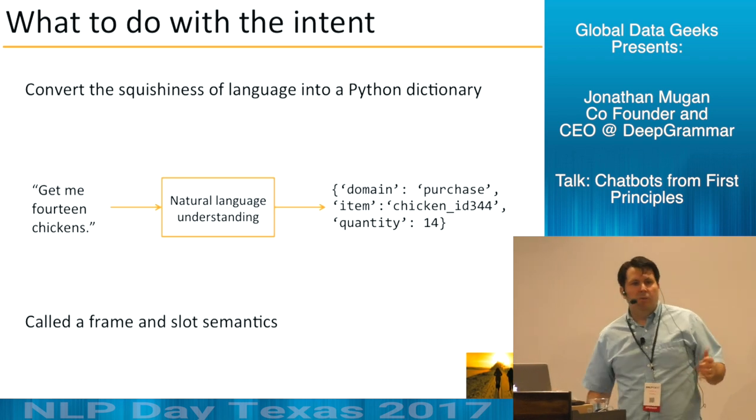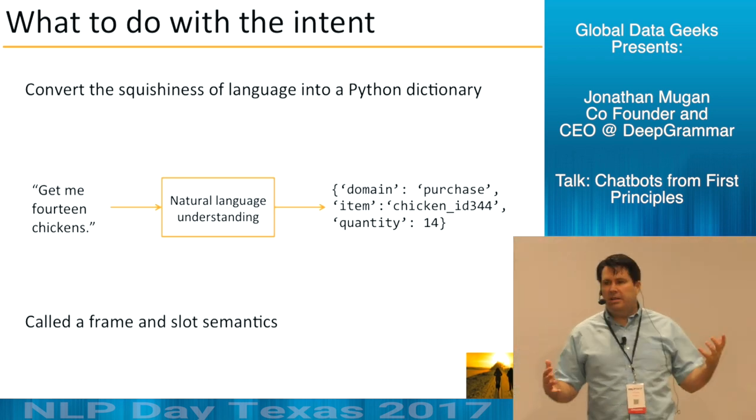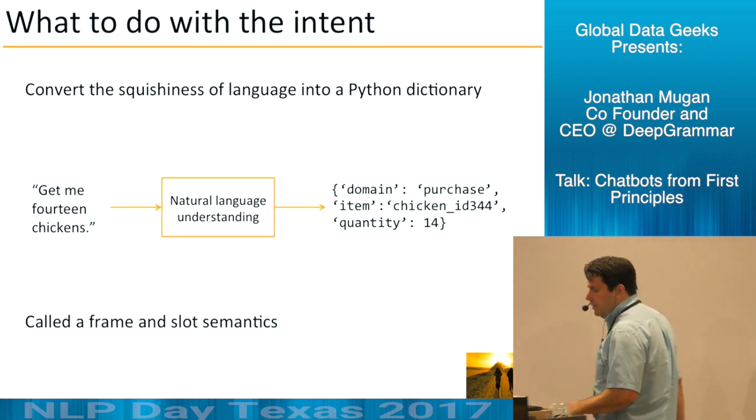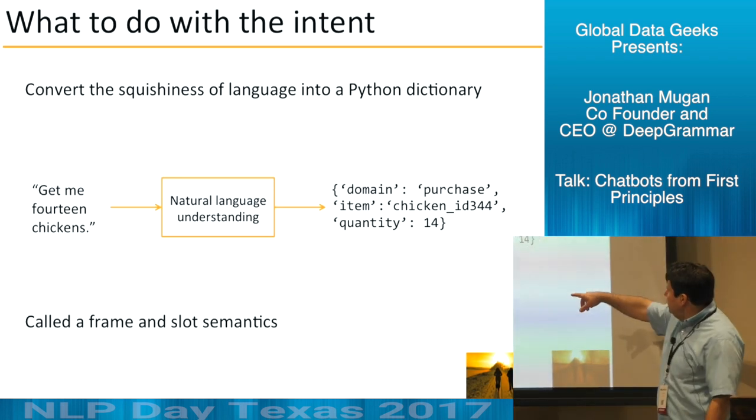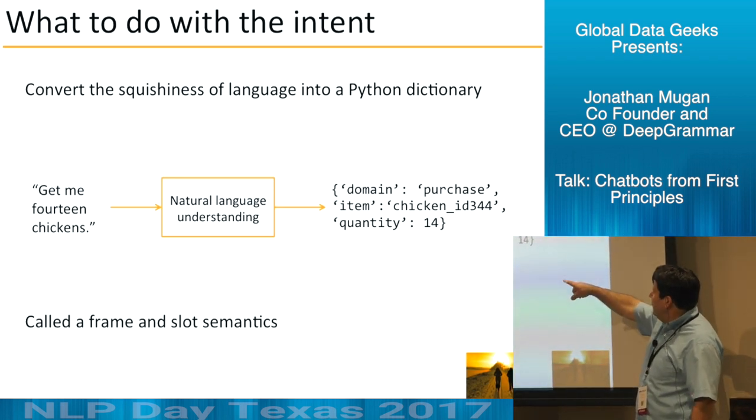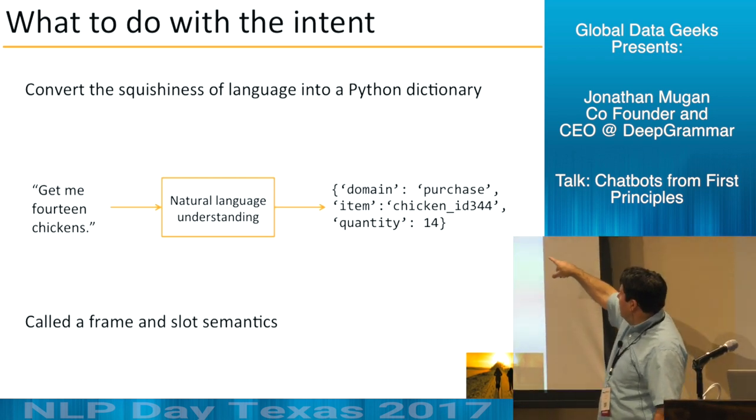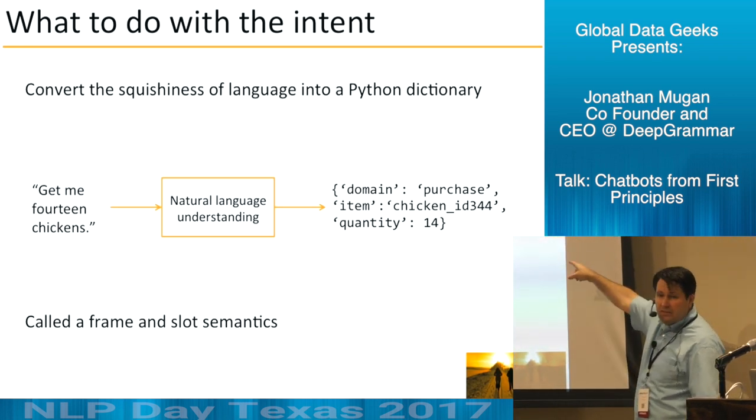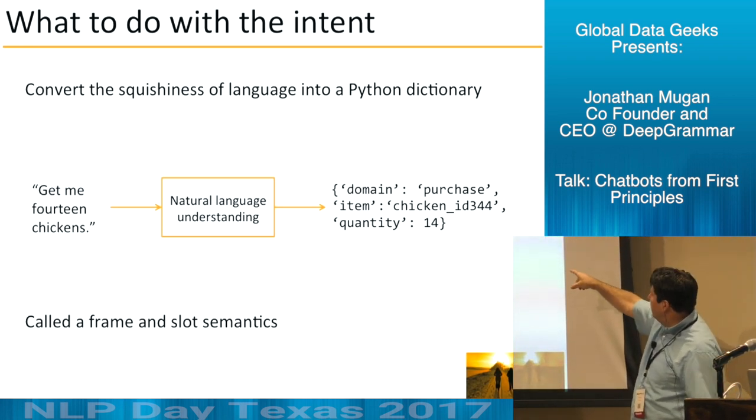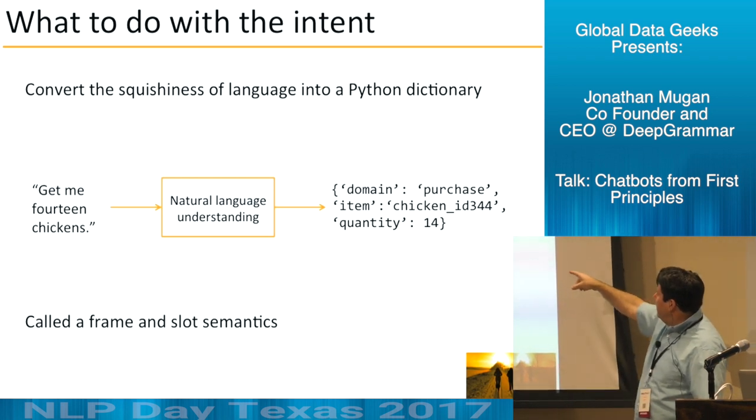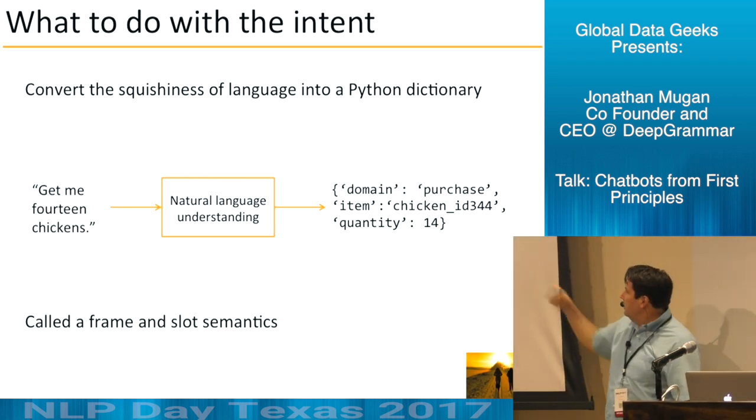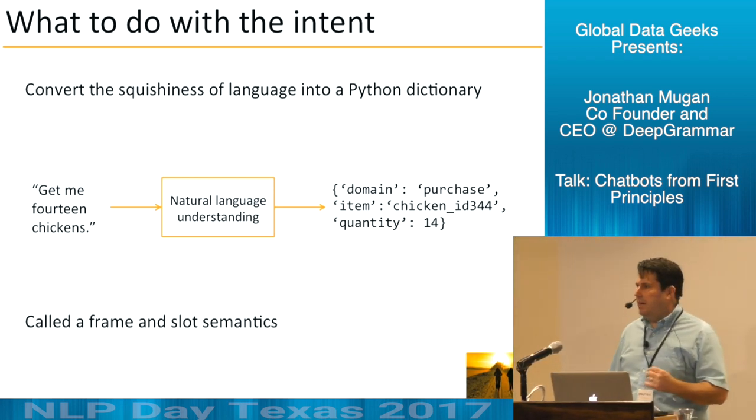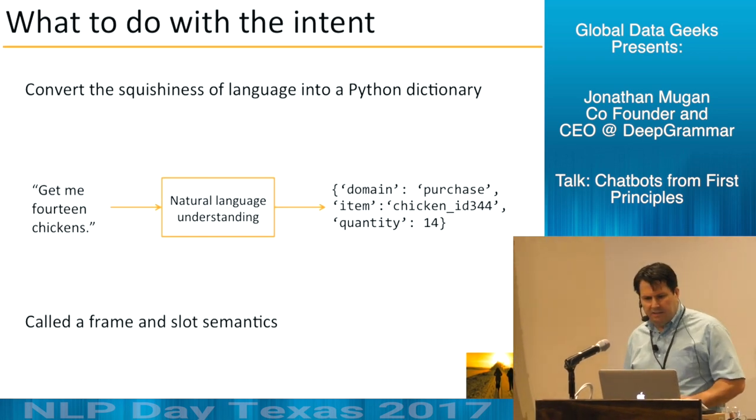Now, the second part, once you know what the person wants, you have to turn it into what exactly they want me to do as the agent, right? So you have "get me 14 chickens," it goes into natural language understanding, and out comes a Python dictionary. The Python dictionary, presumably there's some computer program that's set up to handle this, and this is machine readable, so notice I wrote chicken, ID 344. It's made some particular choice that it can go look up in a database. So what we'll do next is we'll look at how this natural language understanding can actually be done. We'll do that in a decent amount of detail.